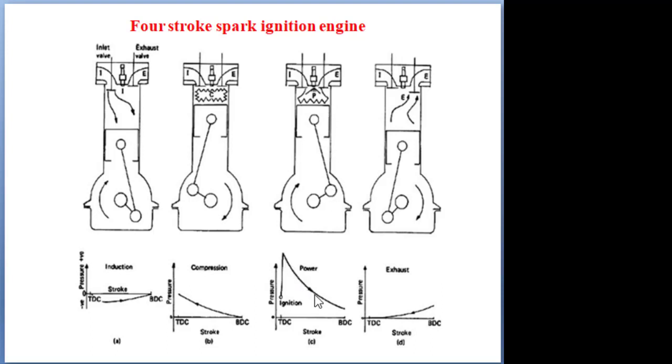This is the expansion stroke or power stroke. Out of these 3 strokes, this is the only useful stroke. We are producing energy. In the remaining 2 strokes, suction and compression, we are consuming energy. Next, exhaust. Once the piston reaches BDC, the exhaust valve will open.